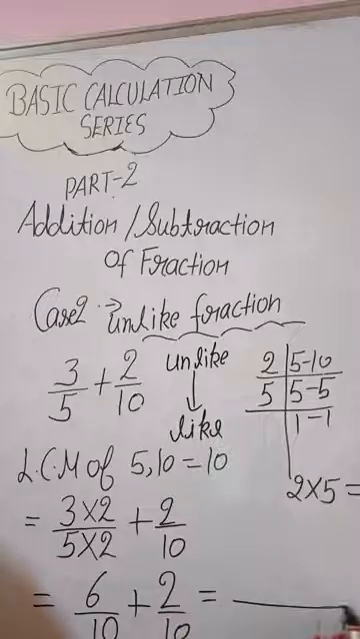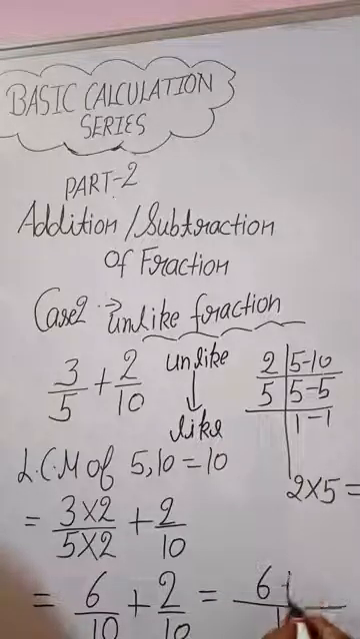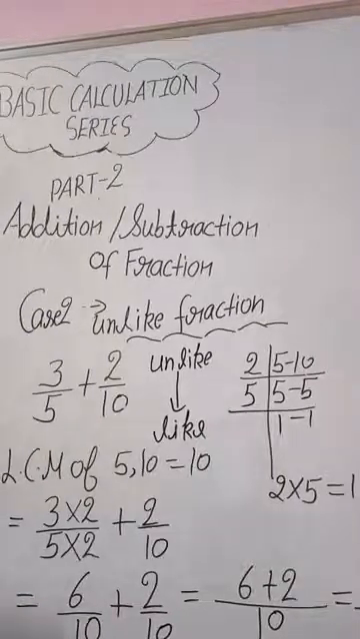Now add these two fractions. The denominators are the same, so we write 10 in the denominator and add the numerators as they are, that is 6 plus 2, and 6 plus 2 is 8/10. So this is the way by which we can add unlike fractions.